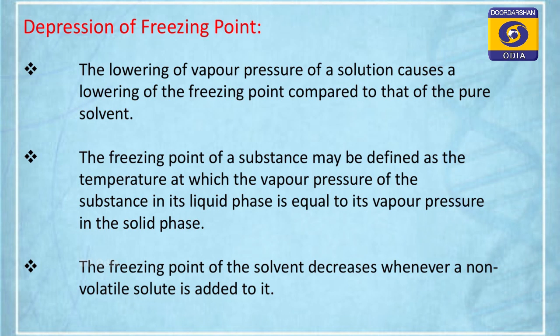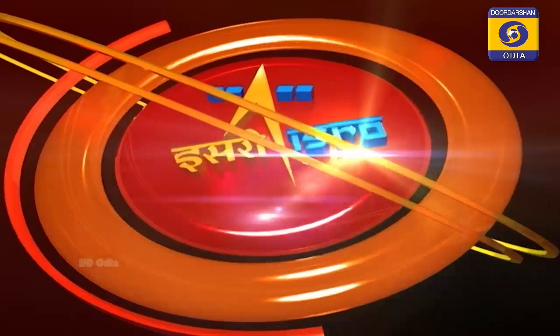For example, the freezing point of water is 0 degree centigrade. If you add some sodium chloride to it, the freezing point will go below 0 degree centigrade. 0 degree centigrade will not be the freezing point of the water when sodium chloride is present. That is, the depression in freezing point also depends on the number of solute particles present, like elevation in boiling point.